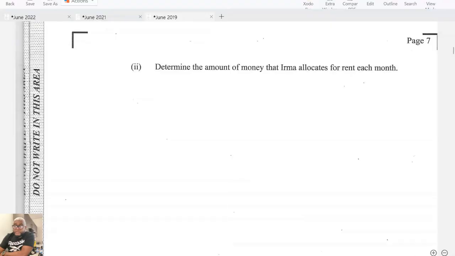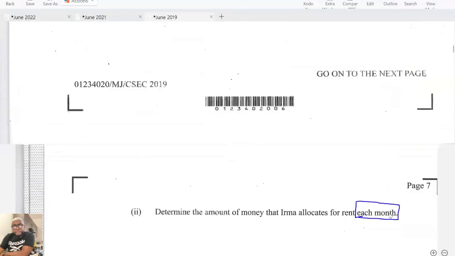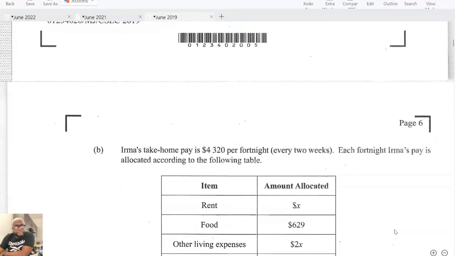Anybody, how is this equation going to look? Each month we're dealing with 2 fortnights, okay? But we could find x first and then find 2x. Let me find x. What equation would be here? Anybody? I'm going back up.